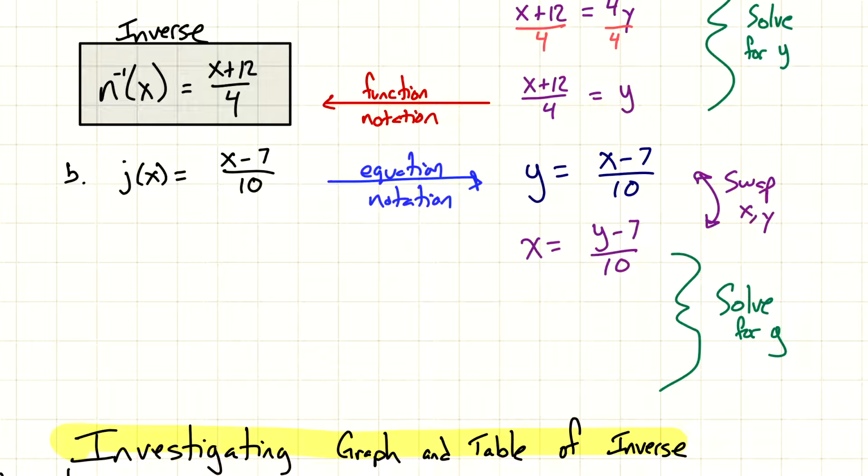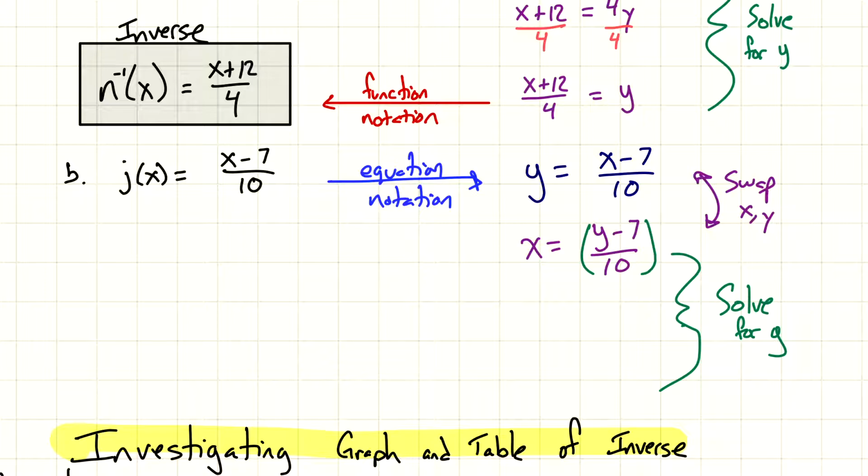We see the y minus 7, and the easiest thing to do would be to add 7 to both sides. But we can't do that because that's in the numerator. So there's that 10 in the denominator we need to get rid of. The easiest way to deal with this is to actually multiply both sides by 10.